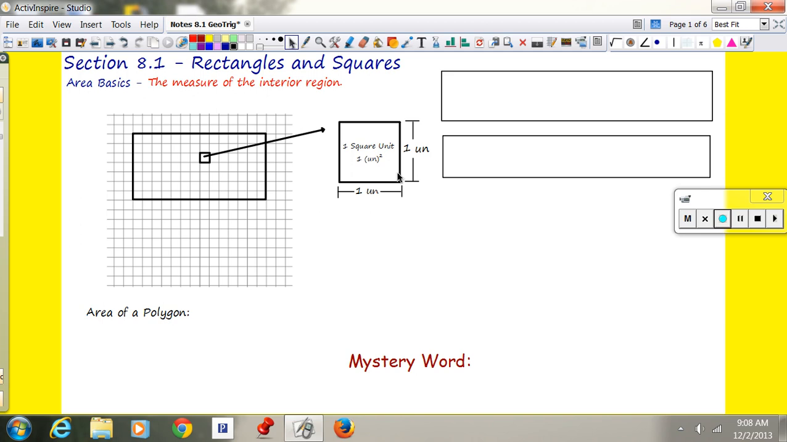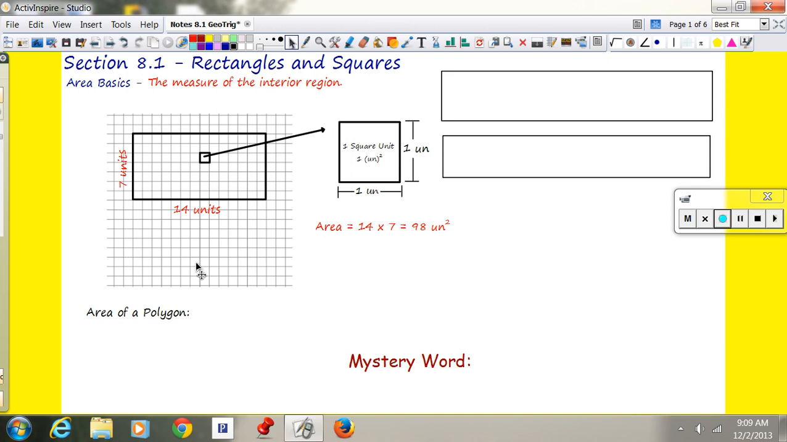So if you look at this picture right here, this side right here is 7 units. It's got 7 rows. And this down here has 14 units. It's got 14 columns. So you could say that you've got 7 rows of 14 each, or you've got 14 columns of 7 each. Either way, the area of this figure is going to be 14 times 7, which is 98 square units for this figure right here.